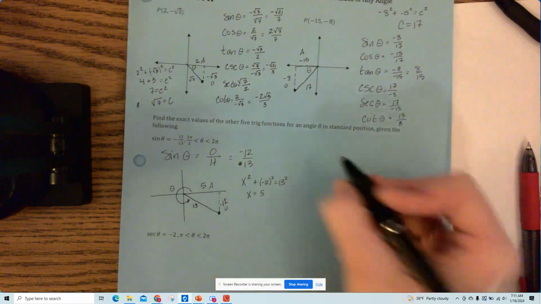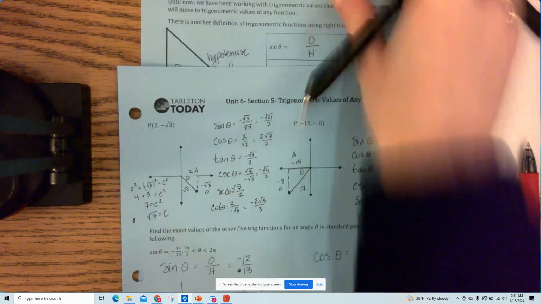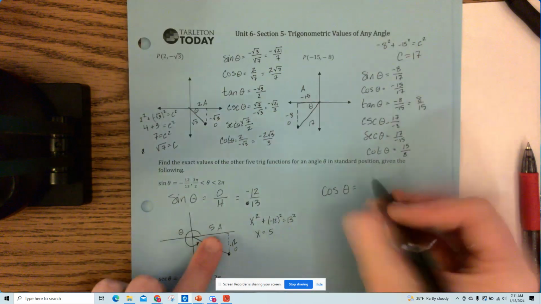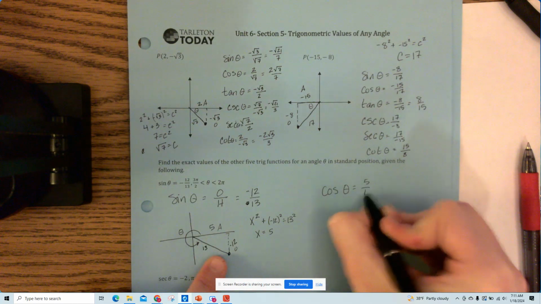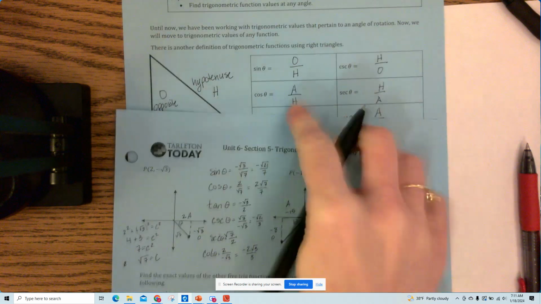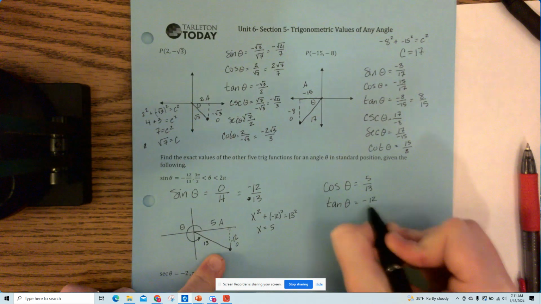And then we can fill in the rest of these. So cosine of an angle, and I don't know that I can get all of these to show up. Cosine, adjacent over hypotenuse, so 5 over 13. Tangent is opposite over adjacent, so negative 12 over 5.